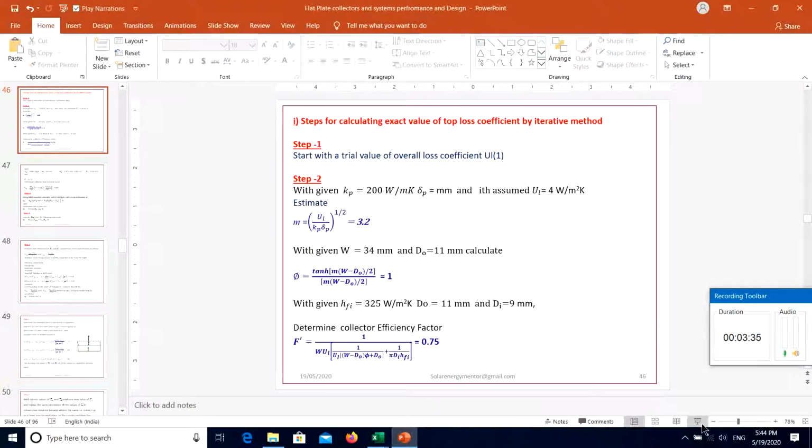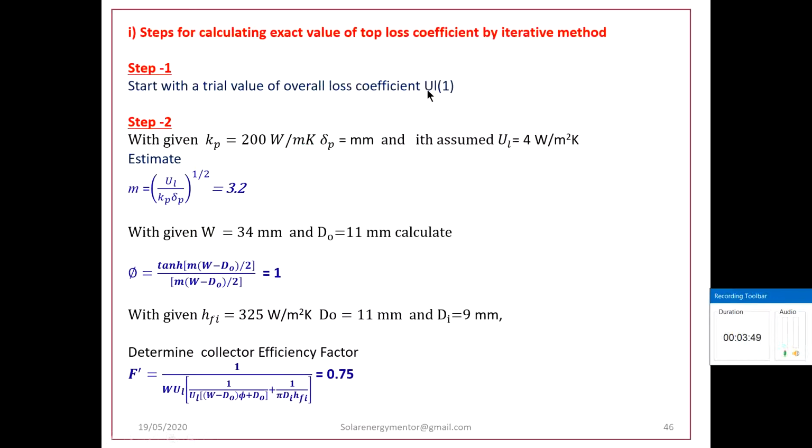Now we have to follow these steps while calculating the exact value of top loss coefficient. Our aim is to calculate the UL. So Kp is given, plate thermal conductivity 200 watt. So with this data, first find out M. So we have to start with the trial value of overall loss coefficient, which is 4 watt per meter square Kelvin. So with the given data, find out the value of M. So this is root of UL by KPdP. This comes out to be 3.2.